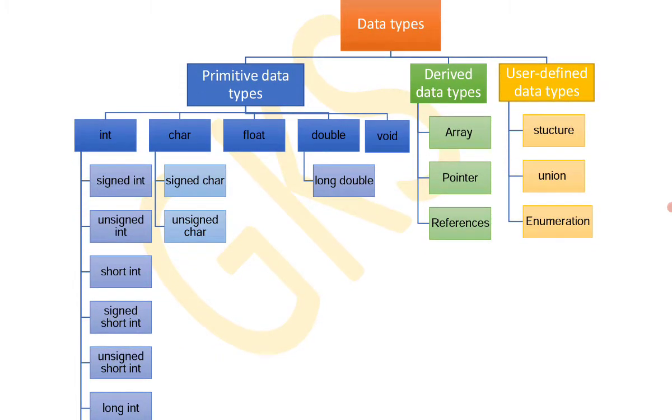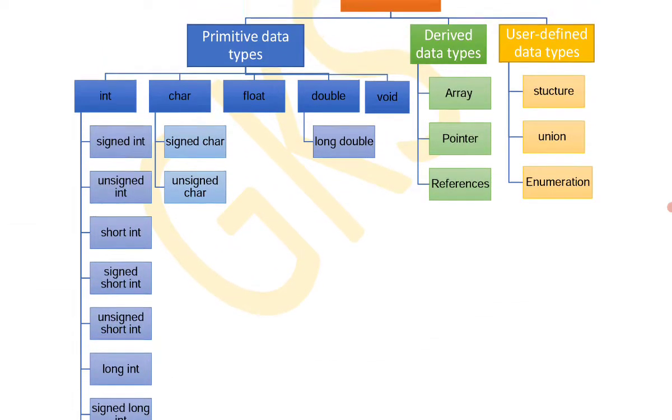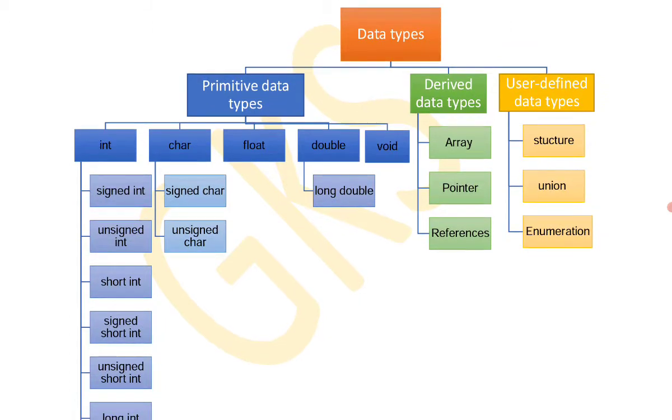So the picture explains what the different types of data or information used are. Here data types are basically three types. First one is primitive data types, or primary data types. This table explains what the different types of data types are. So basically data types are three types.